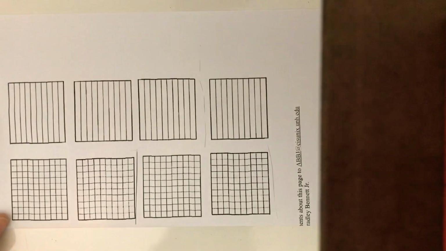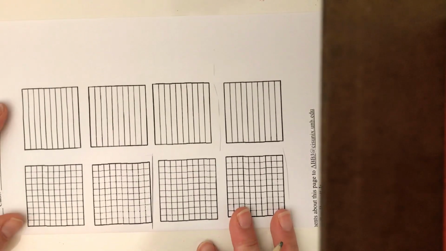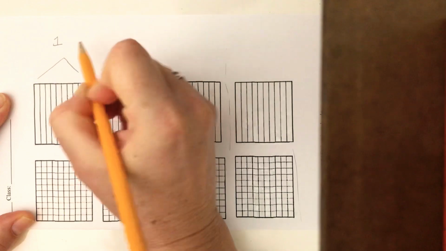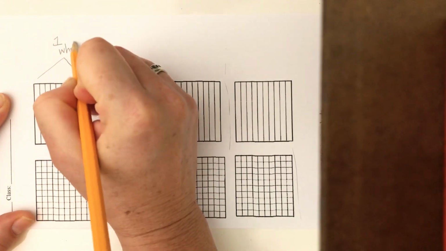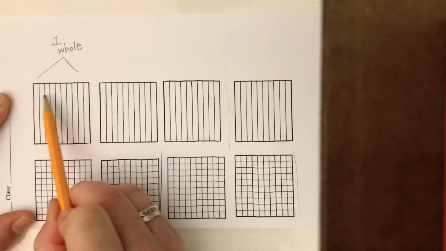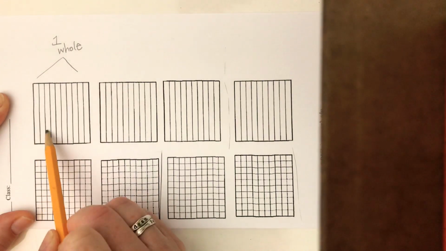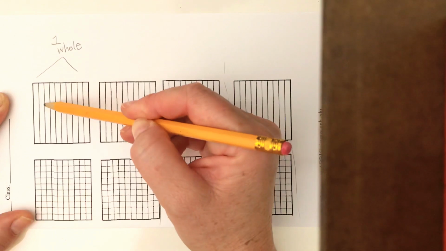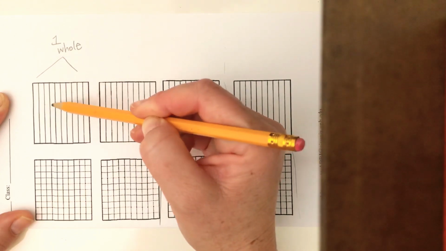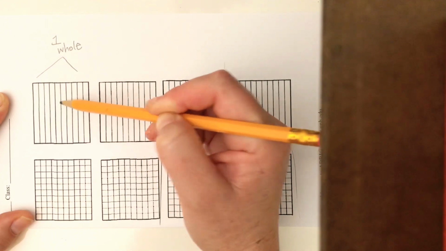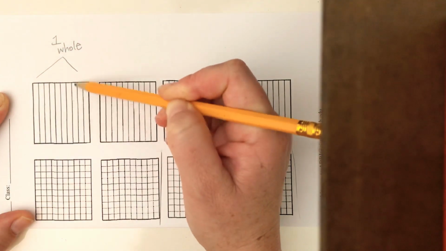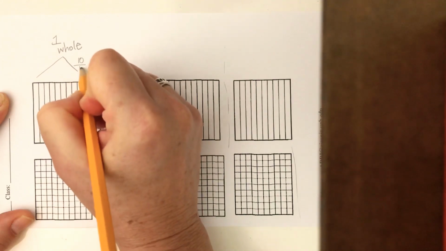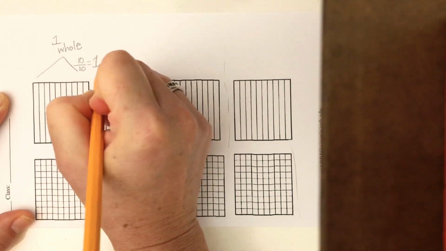So looking at these grids, if we're going to call this grid to represent the number one, or one whole, then dividing it up into 10 equal parts will give us units called tenths. So we could call this 1/10, 2/10, 3/10, 4/10, 5/10, 6/10, 7/10, 8/10, 9/10, 10/10. So 10/10 is equal to one whole.